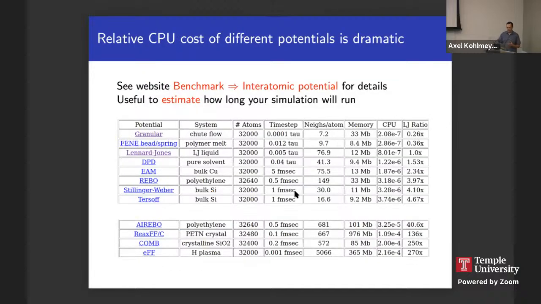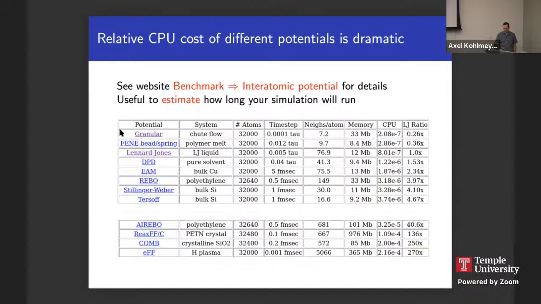Okay, so here's the relative CPU cost at different potentials. It can be very dramatic. So in this table, you can see the LJ ratio. Lennard-Jones is obviously 1. A granular and a bead spring pair style are less expensive than Lennard-Jones. So you can see the system, what it's used for, and how much memory it took.